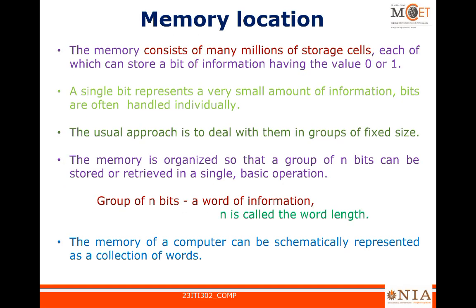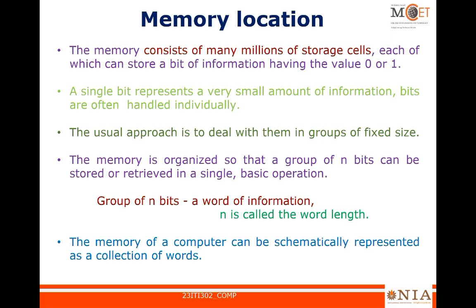The next thing regarding memory is that it is a combination of storage cells. Memory is made up of many millions of storage cells, each of which can store a bit of data having a value of zero or one, since it is a digital value. So those things are expressed in zeros and ones.